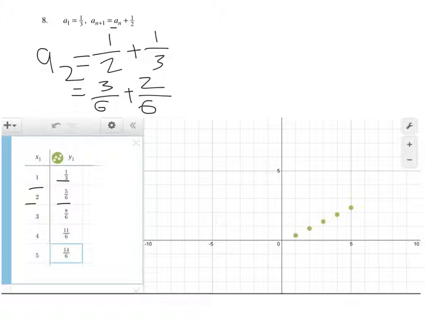So again, graphically, it's going to look like this, where we have 1/3 to 5/6 to 8/6 to 11/6 to 14/6. And that's how I can graph it like that. That's how I get my straight line, as you guys can see right here.